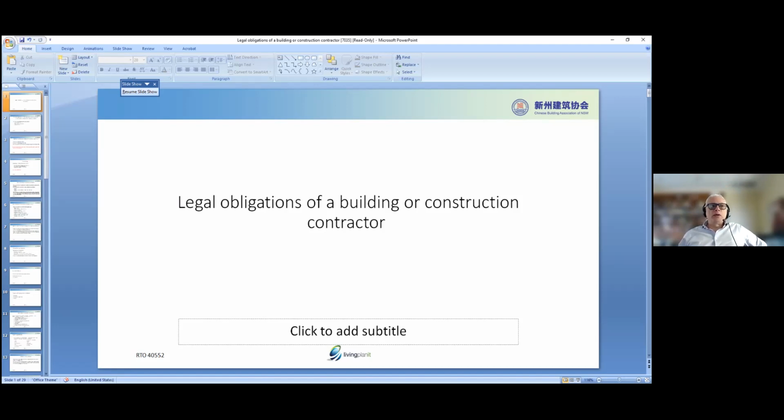Look, this morning's presentation is on the legal obligations of a building contractor, basically. So we're looking at what needs to be done in order for you to operate as a builder and continue to operate as a builder. So your legal obligations. Okay, so it's an overview of your legal obligations.